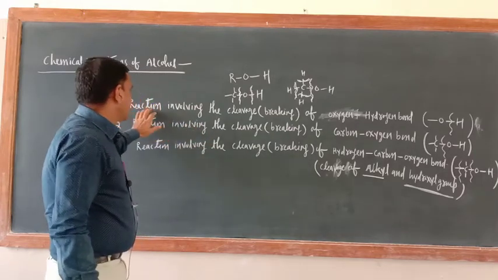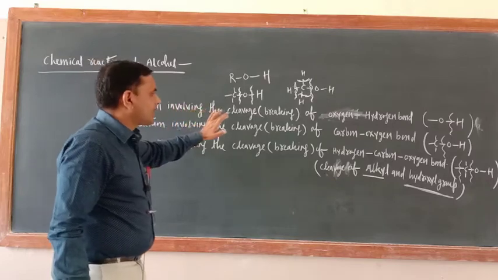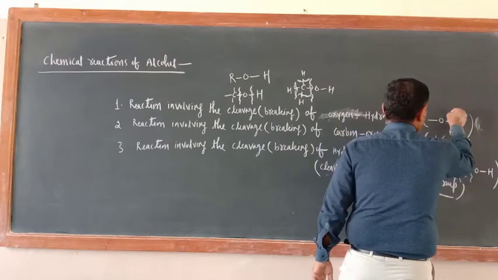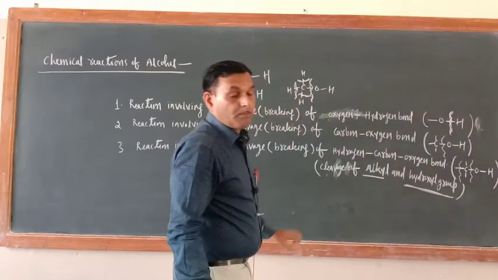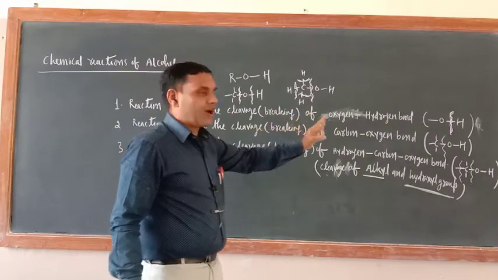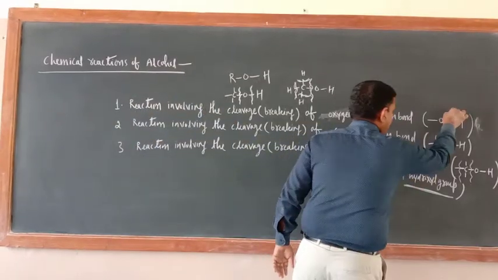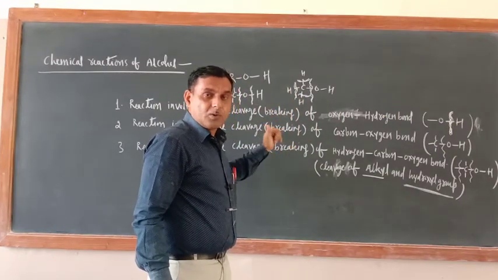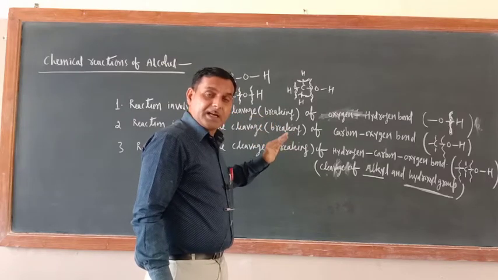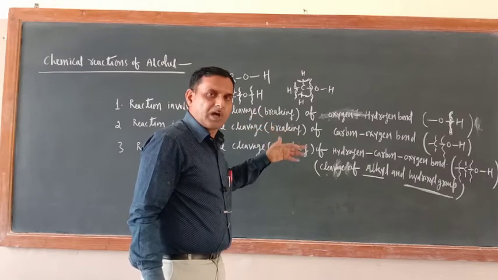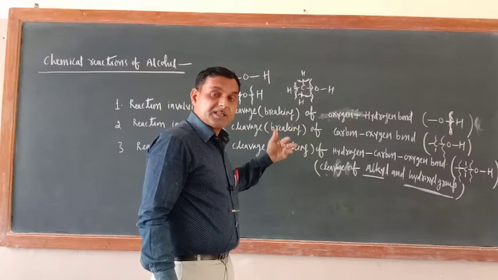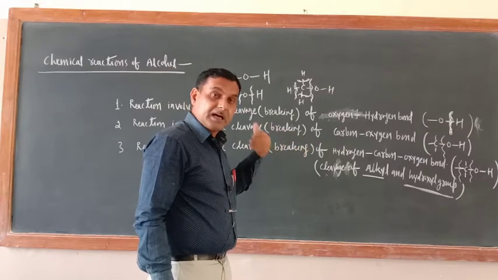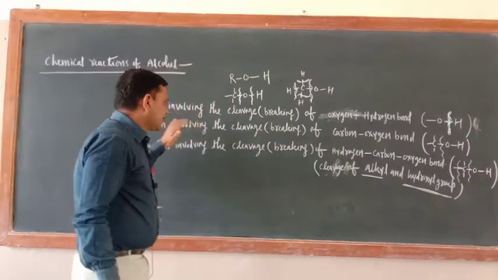Okay. First we will deal with this one, reaction involving the cleavage of oxygen hydrogen bond. Means the bond would be broken from here, from OH. Okay. This is the cleavage site, and H positive will come out. In the category of the first reaction, alcohol proves that it is acidic in nature. Means alcohol is acidic in nature, and whosoever is acidic in nature must react with the bases, must react with the metals. So we'll teach the first one.